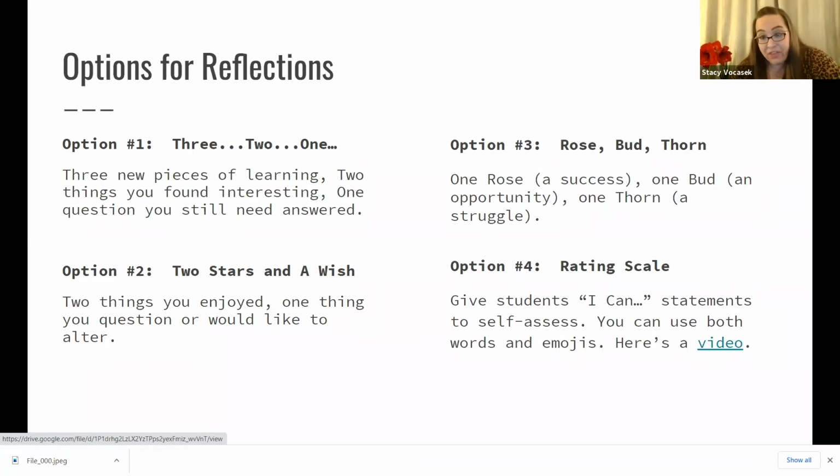The rosebud thorn. This is one that you could probably, if you're in person, you could kind of make a picture and have kids kind of fill out next to the picture. So the rose is the success, the bud is an opportunity. So something that you could probably do better if you really thought about it. And the thorn was something that you were struggling with. And then a rating scale. So, giving kids those I can statements and having them self-assess.